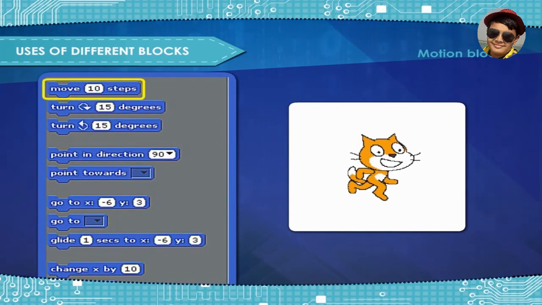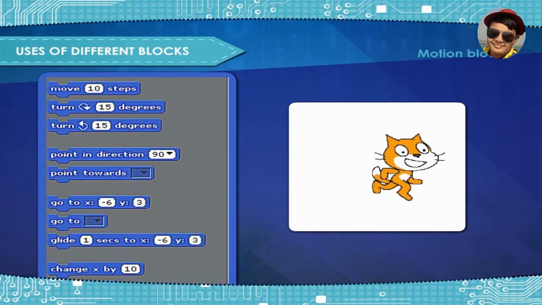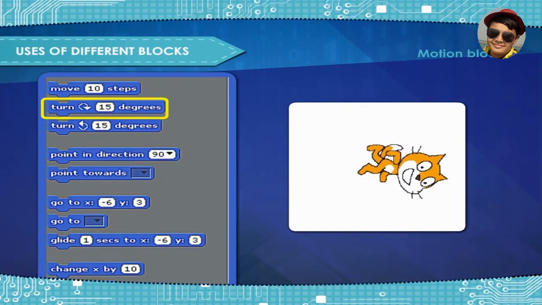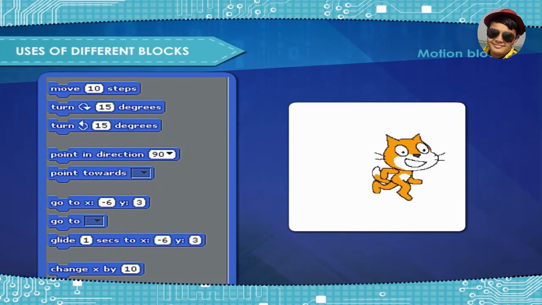Move steps. Moves the sprite forward the amount of steps in the direction the sprite is facing. Turn degrees clockwise. Turns the sprite clockwise the specified amount. Turn degrees counterclockwise. Turns the sprite counterclockwise the specified amount.